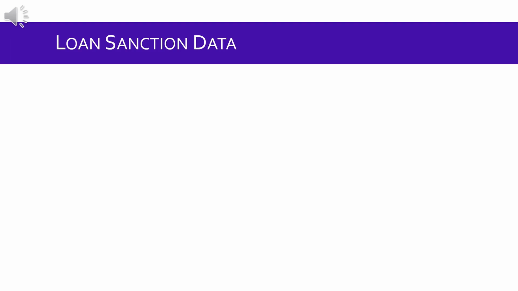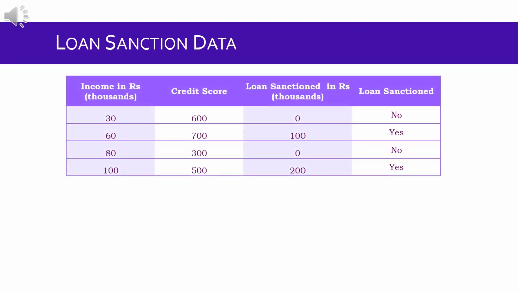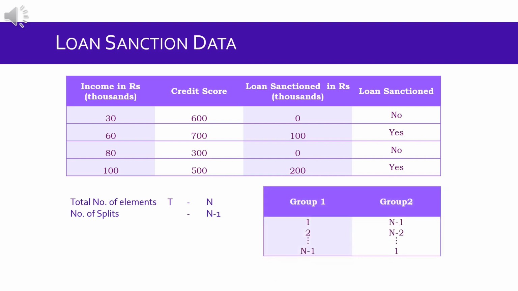As income is the attribute chosen for the split, the loan sanction data is arranged in ascending order of the income. For n elements, there are n-1 possible values of binary split. We will be starting with a single element in one group and n-1 in the other. Next split will have 2 elements in group 1 and n-2 in group 2. This will continue till the number of elements in group 1 becomes n-1.